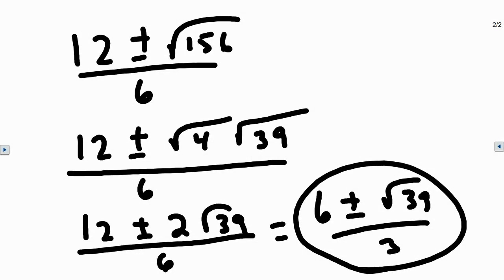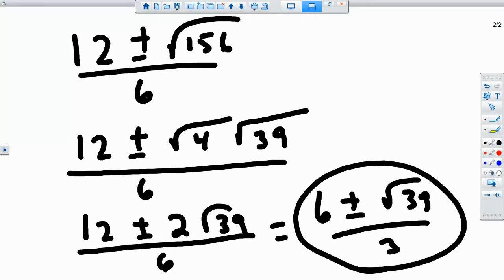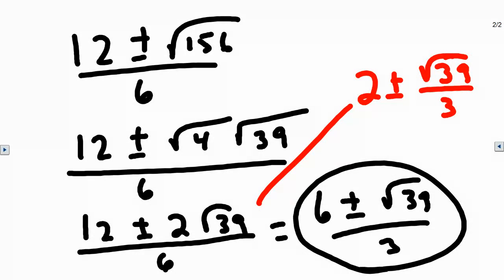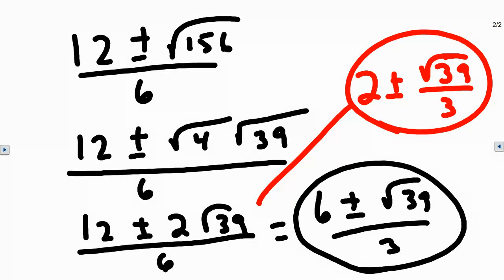And this is a perfectly acceptable answer. Some of you might have done it a little differently. You might have done 12 over 6 is 2, and 2 over 6 is 1/3. So you could have gotten this as an answer, and that's perfectly fine as well. So this would be 2 real answers, 2 plus the square root of 39 over 3, or 2 minus the square root of 39 over 3.